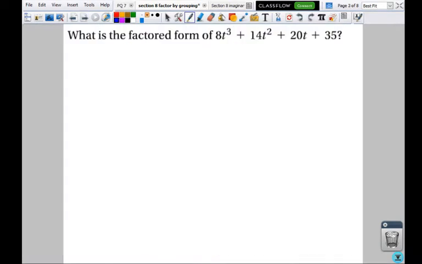Okay, so we're going to do the same thing. We're going to factor 8t cubed plus 14t squared plus 20t plus 35. Step 1, put parentheses around the 2 sets. And then we're going to see what we can take out of each parenthesis.